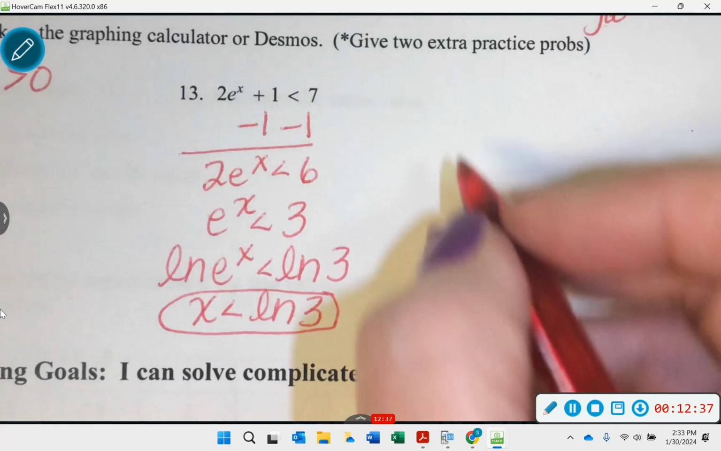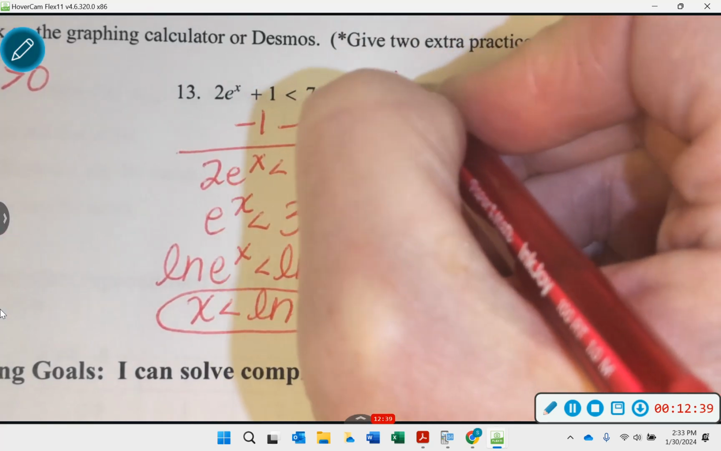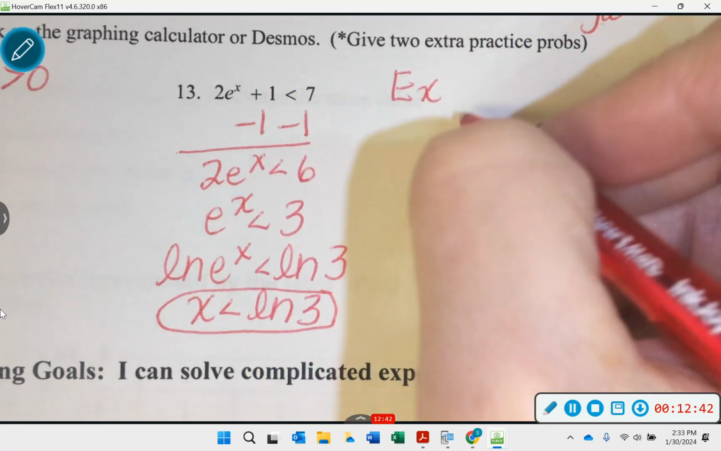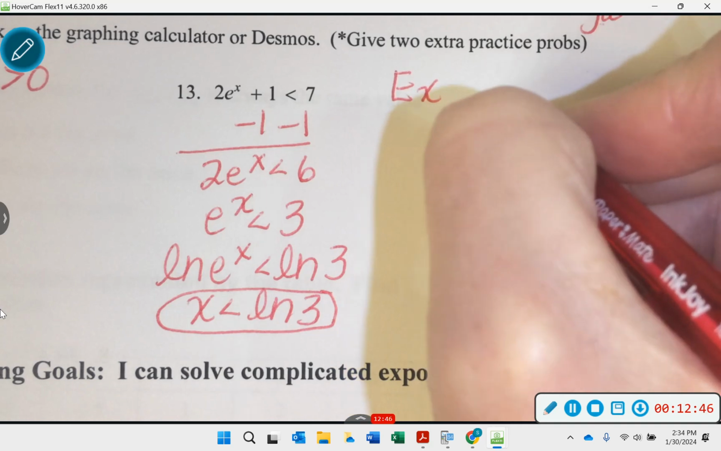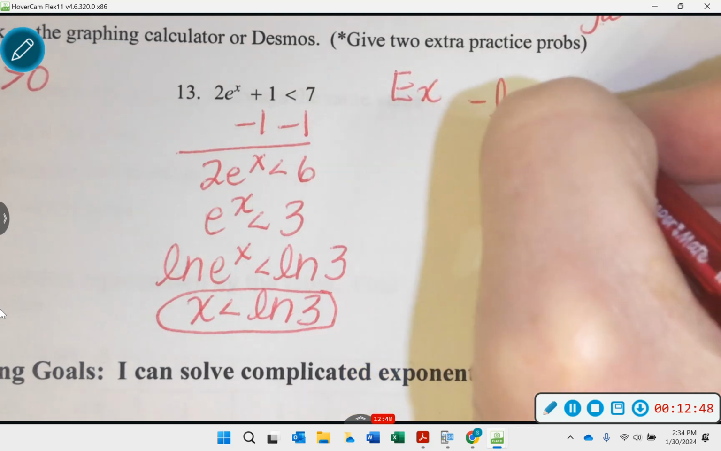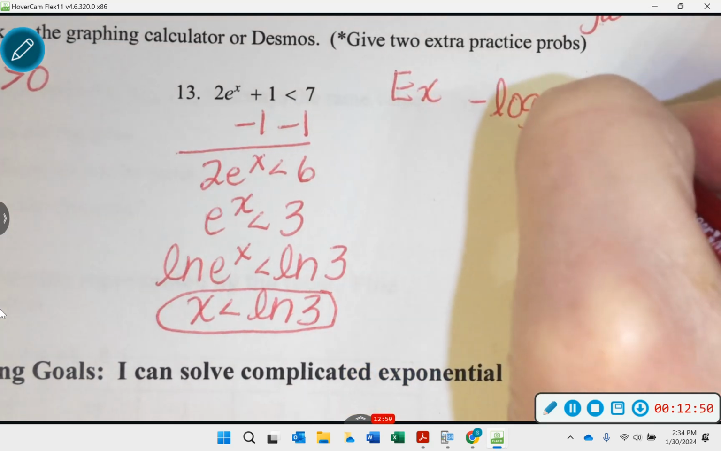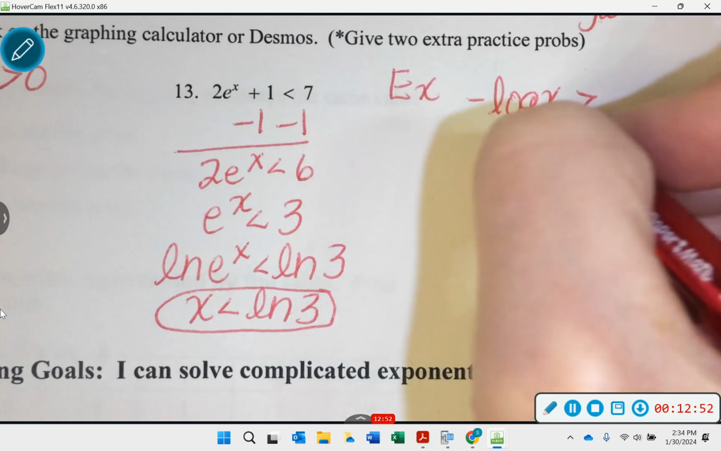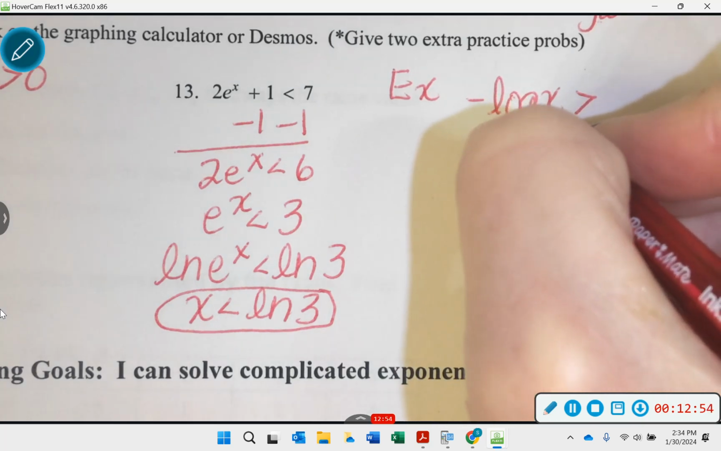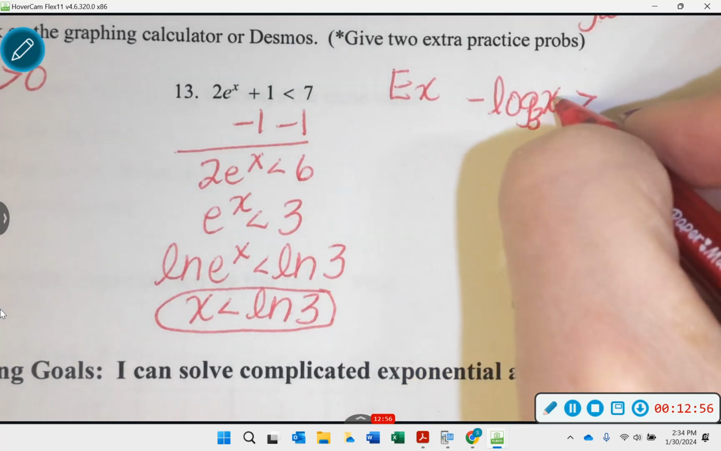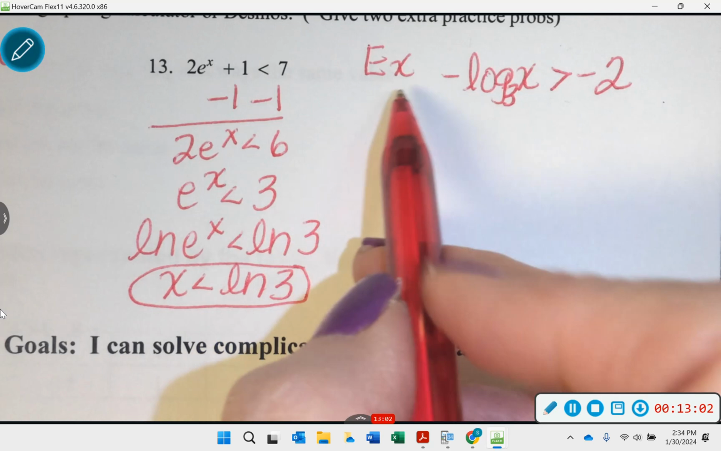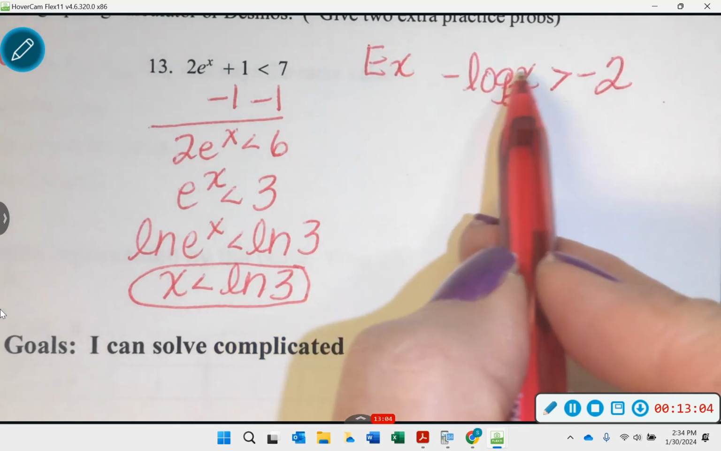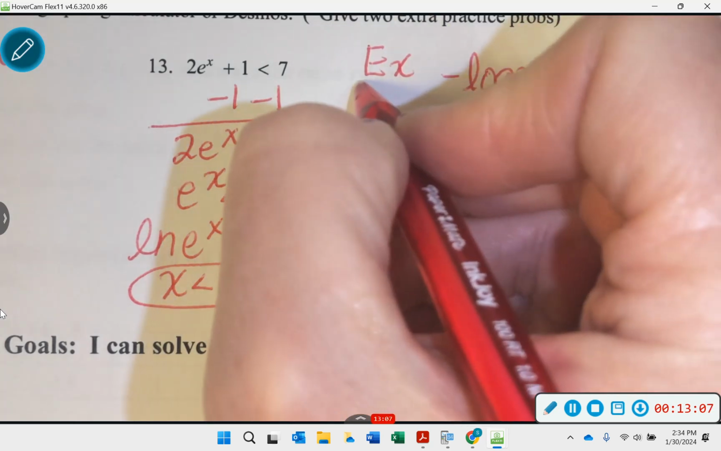All right, guys, I want you to try one with your group now. Let's do this. So what if I gave you, actually, let's do log base 3 of x. Negative log base 3 of x is greater than negative 2. So negative log base 3 of x greater than negative 2.